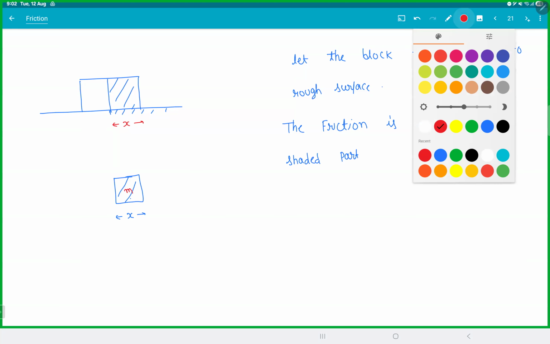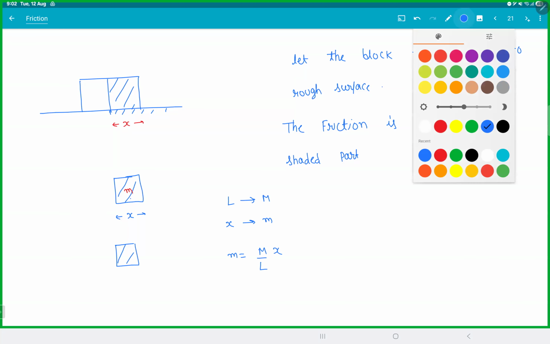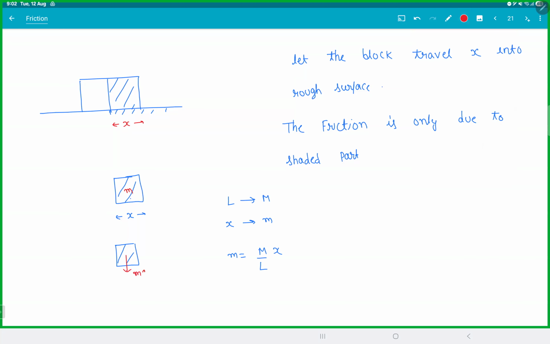So we can use unitary method. For length L, the mass of the block is capital M. For x, the mass of the block is small m. So small m will be total mass by total length into x. That means the mass of the block which is entering is also continuously changing. So if I draw the FBD of this piece, the forces will be small mg, normal reaction, friction. Since it is slipping, this will be maximum. This F will be mu into N. This will be mu into small mg. This will be mu mg by L into x.